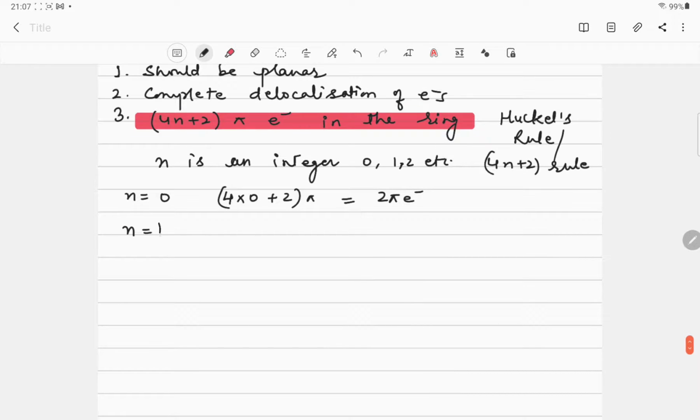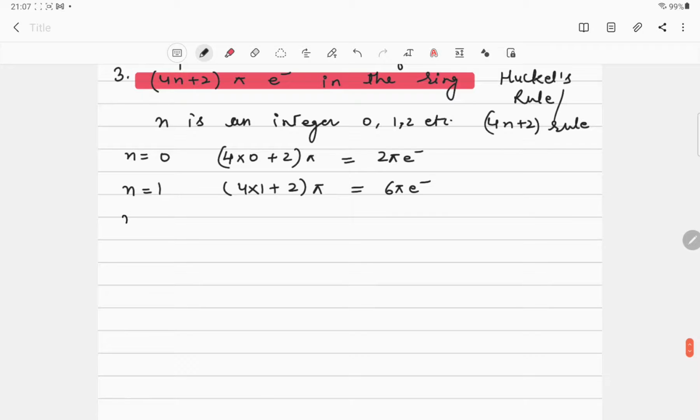Or say if n is equal to 1, then 4 into 1 plus 2 is going to be 6 pi electrons in the ring. If n is equal to 2, then it is 4 into 2 plus 2, that is 10 pi electrons in the ring. So these are the conditions for a compound to be aromatic: it should possess 4n plus 2 pi electrons. Now let's do the examples.